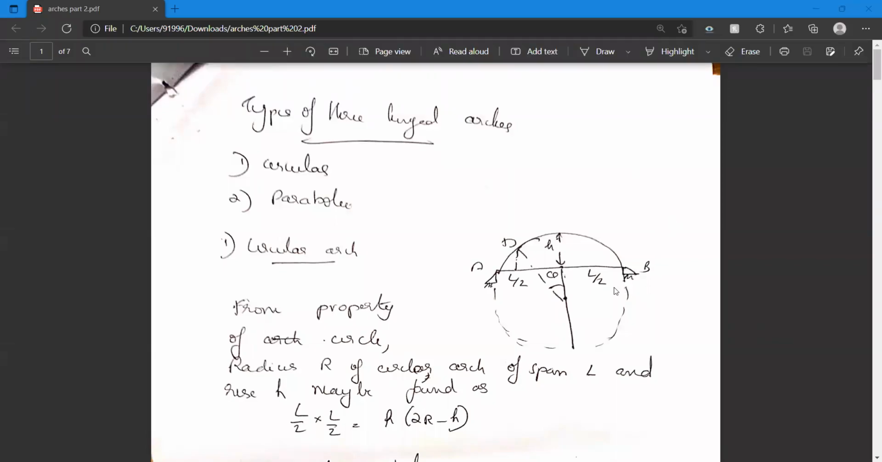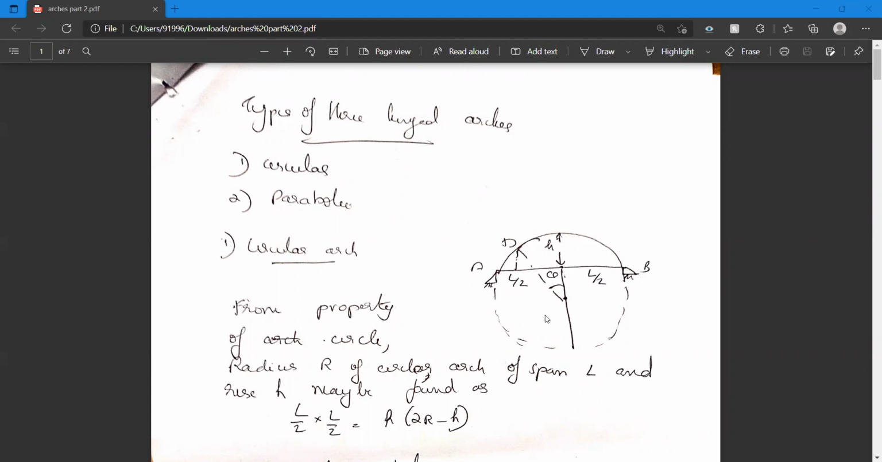Hi students, this is the second part of the study of arches. We will see some equations of circular arch, parabolic arch, and some problems in circular arch. First, let us go to the equations of circular arch.